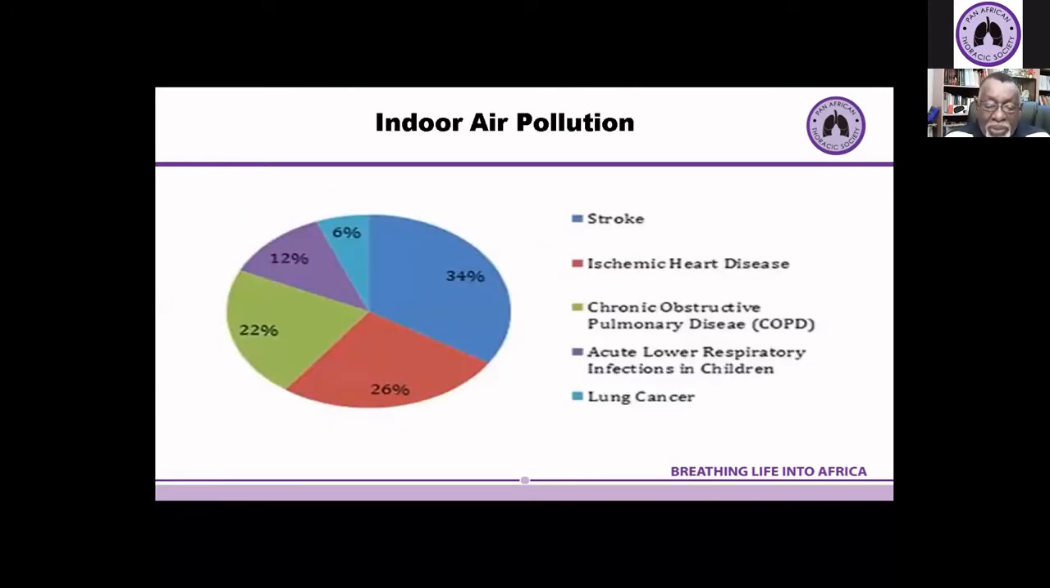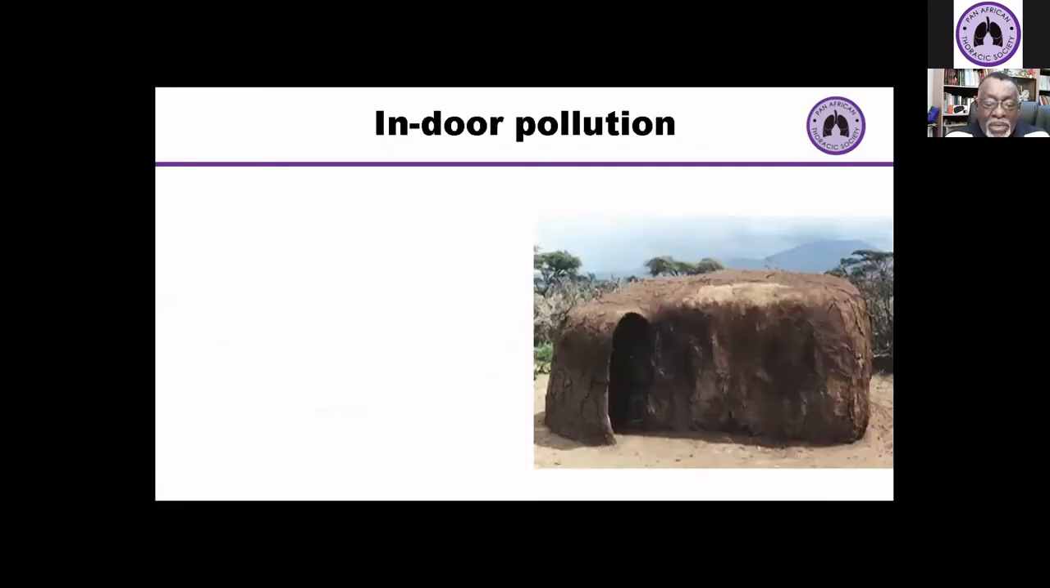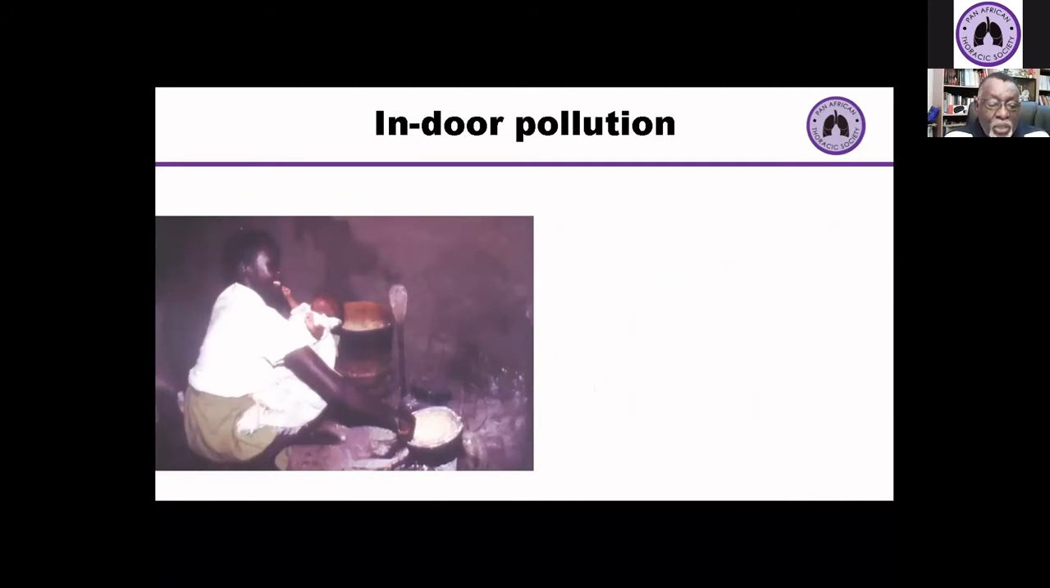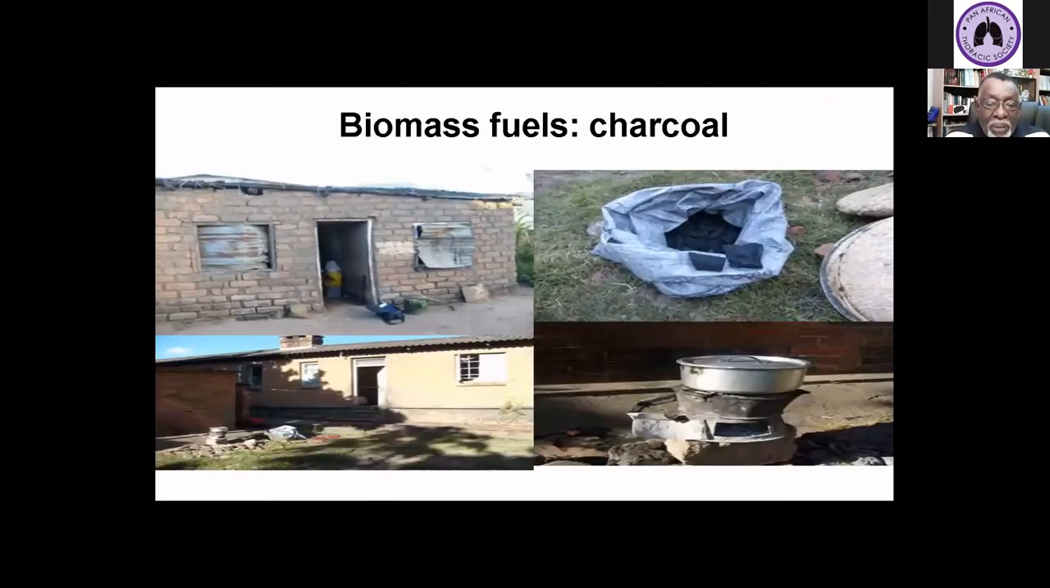Air pollution is very common in Africa, particularly indoors, from fuels used for cooking and heating fires. It may predispose residents, and even children are exposed to this smoke from as early an age as when their mothers cook while holding them, using biomass fuels and charcoal.